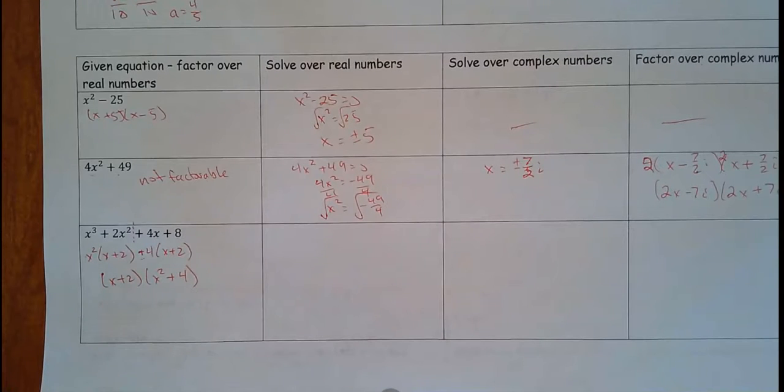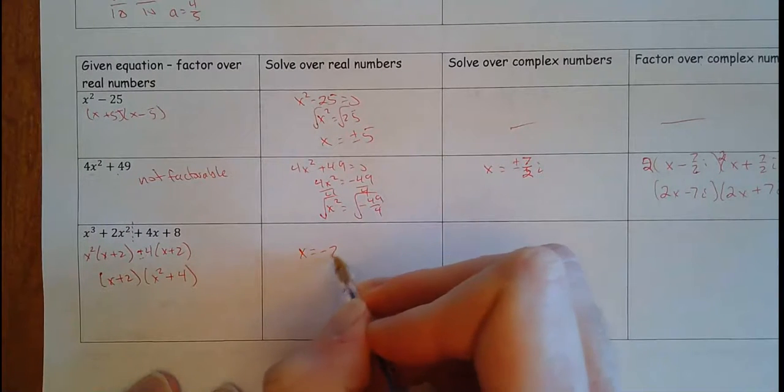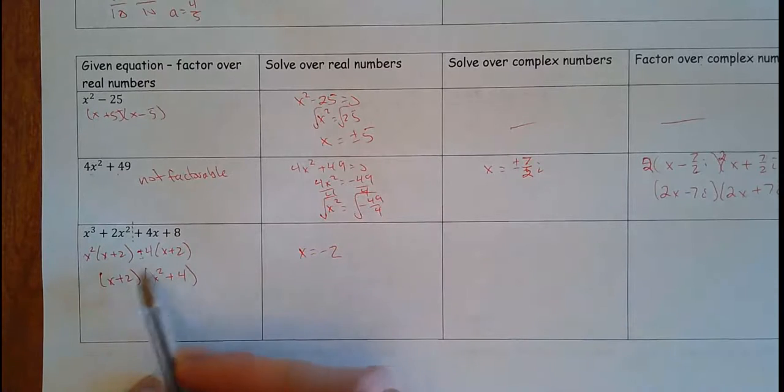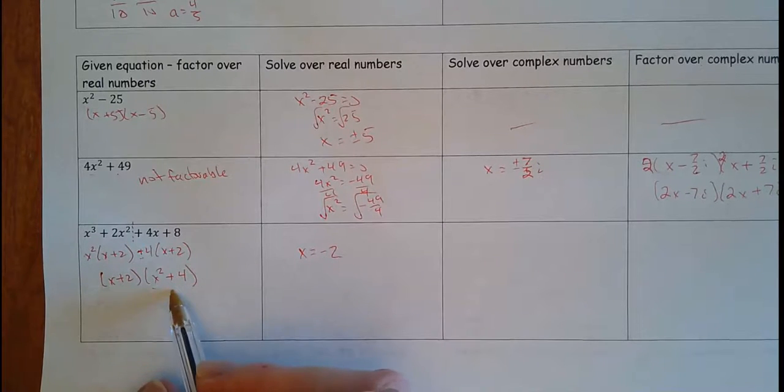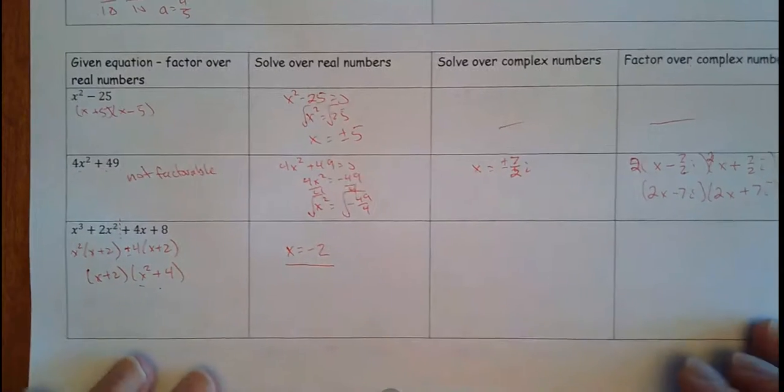Okay, so I factor that out. Now, these you can't factor any further. If I factor over the real numbers, or solve over the real numbers, I can get one of these guys. So this one here, I can get x equals -2, but this one doesn't have a real number solution, so I can't really solve over the real numbers. So I'm going to leave this as part of my solved answer.